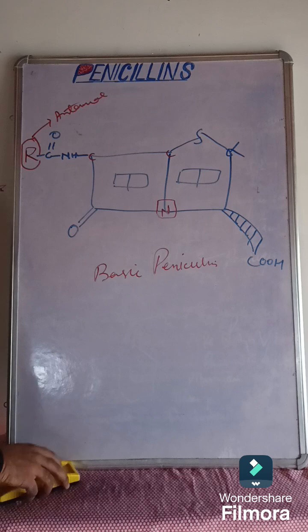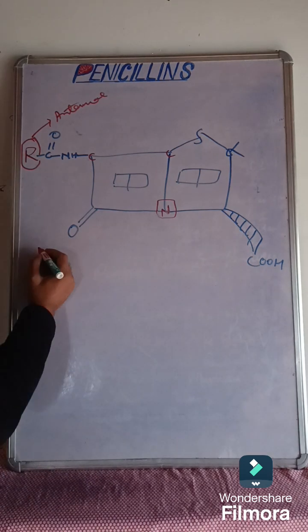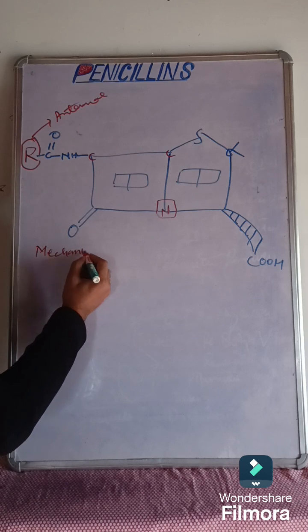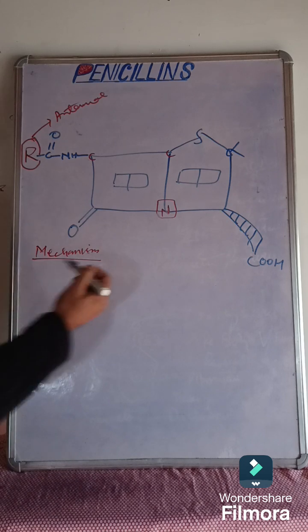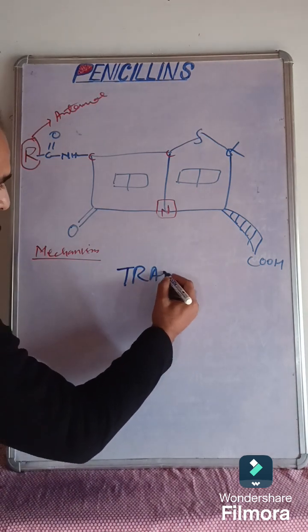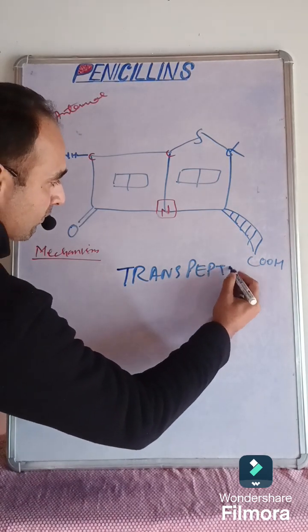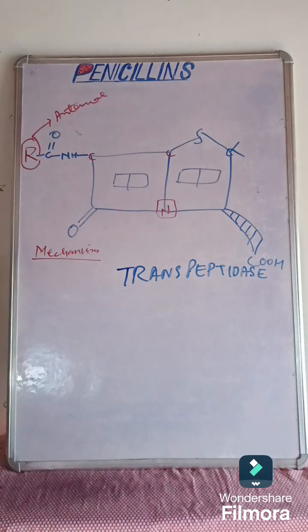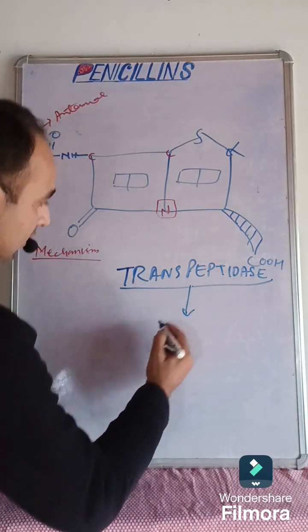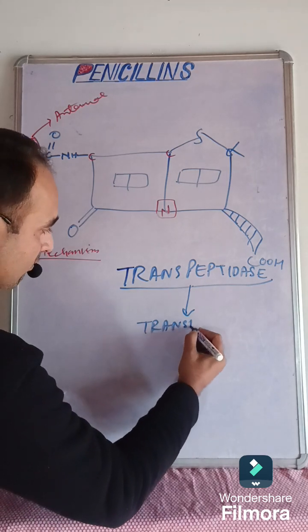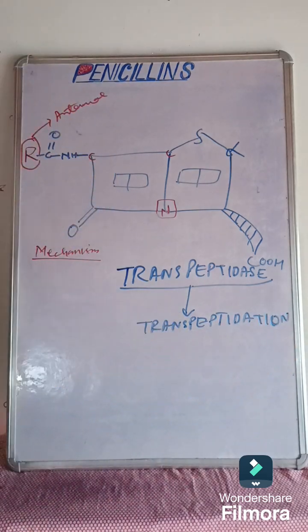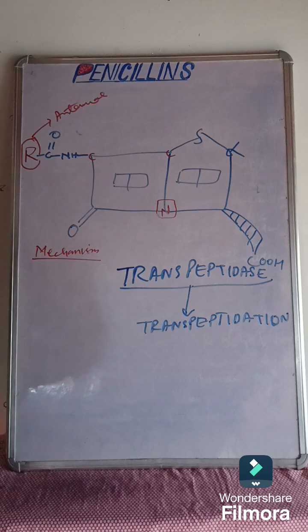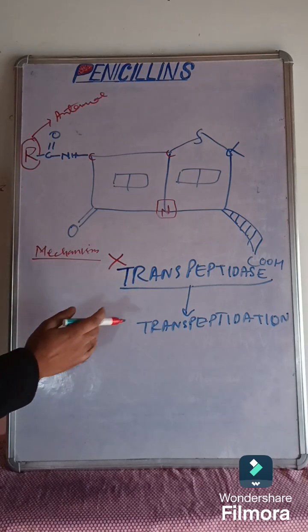Now let us go ahead and see the mechanism of action. What is the mechanism of action of these penicillins? The mechanism of action is very simple. There is an enzyme which is called transpeptidase. This enzyme is responsible for the reaction transpeptidation. This reaction is responsible for the synthesis of the cell wall of all bacteria. All penicillins inhibit this transpeptidase. When it gets inhibited, cell wall synthesis stops.